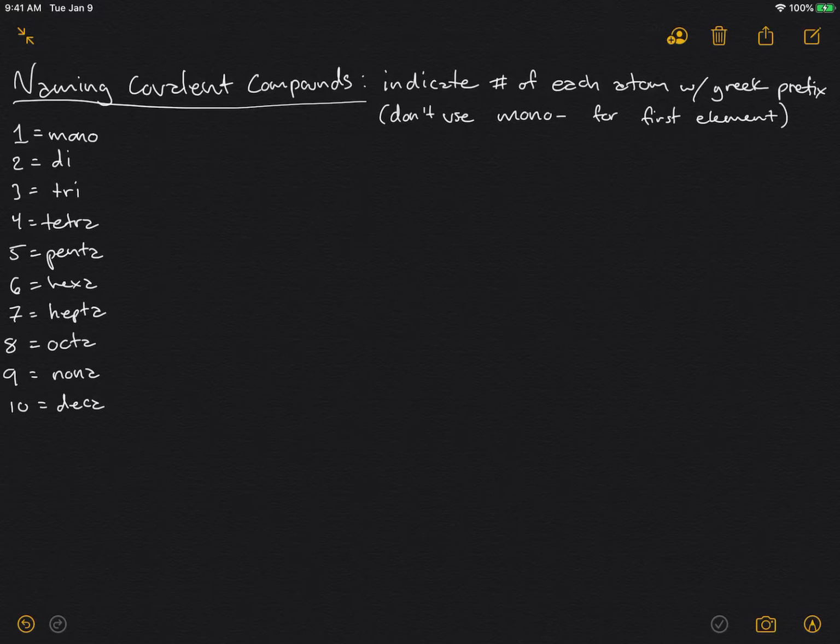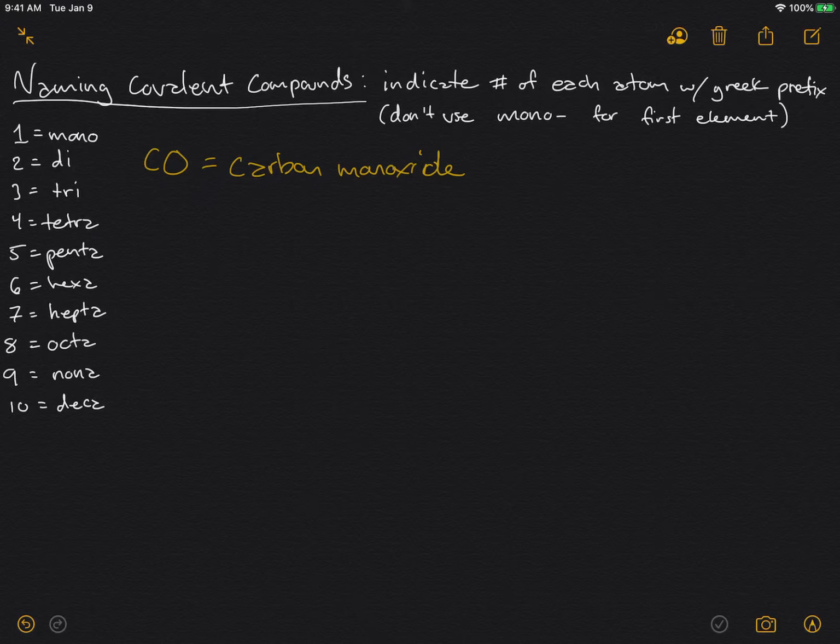So for example, something like CO you've probably recognized as carbon monoxide. So the mono tells you that there is only one oxygen, and there is only one carbon, but since it's the first element, we don't use mono for carbon.